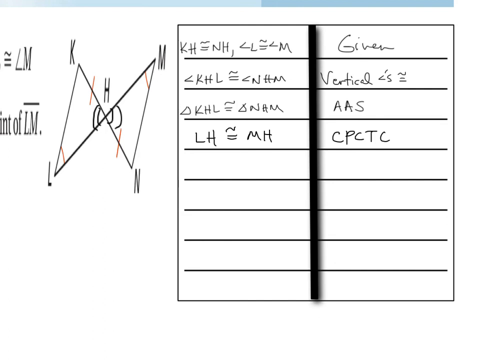And if I know that these are congruent to each other, then I know that H is the midpoint of LM by the definition of a midpoint. Now, again, this one's a little bit different because it adds an extra step in there, but you're going to start to see this a little bit more as you go through your proofs.